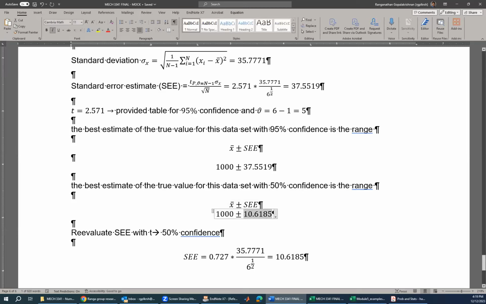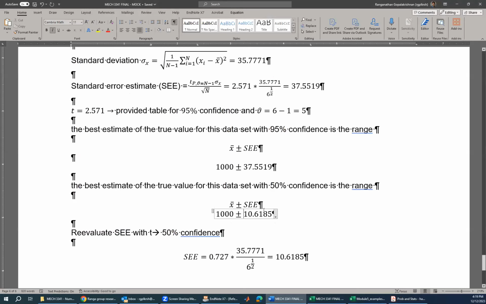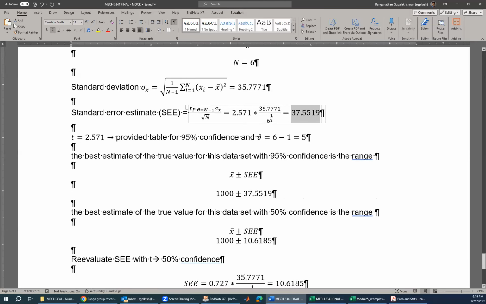If you want to say it with more confidence, the range is wider. If you want to say this with 99% confidence, the t value is actually 4.032, so the range will be even higher. You would multiply by about 4 instead of 2.5, and you will get an even wider range. So that's the idea. Okay.